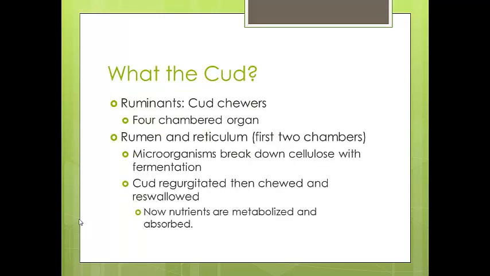What the cud? So, ruminants are cud chewers. They have a four-chambered organ to digest their food because they're mainly herbivores. The first two chambers are called the rumen and the reticulum. Here, microorganisms break the cellulose down with fermentation. Then the cud is regurgitated, chewed again, and re-swallowed. The nutrients are metabolized and absorbed during the second swallowing.